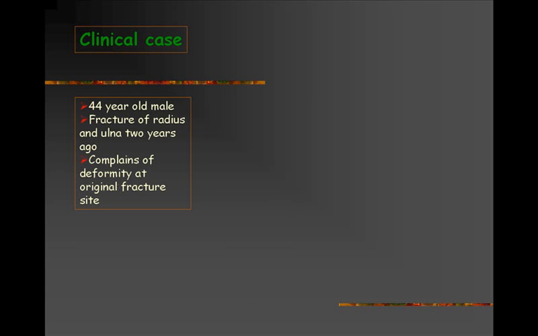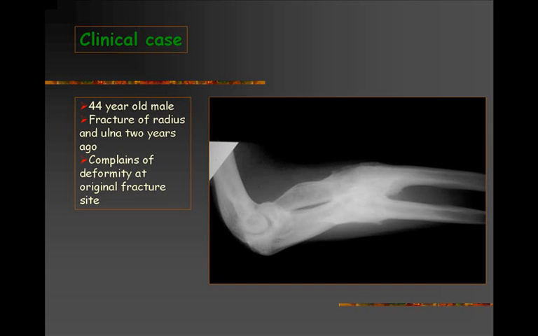The next clinical case is of a 44-year-old male who sustained fracture of the radius and ulna 2 years ago. The patient was treated and now presents to the clinic with complaints of deformity at the original fracture site. This is the X-ray of this gentleman.